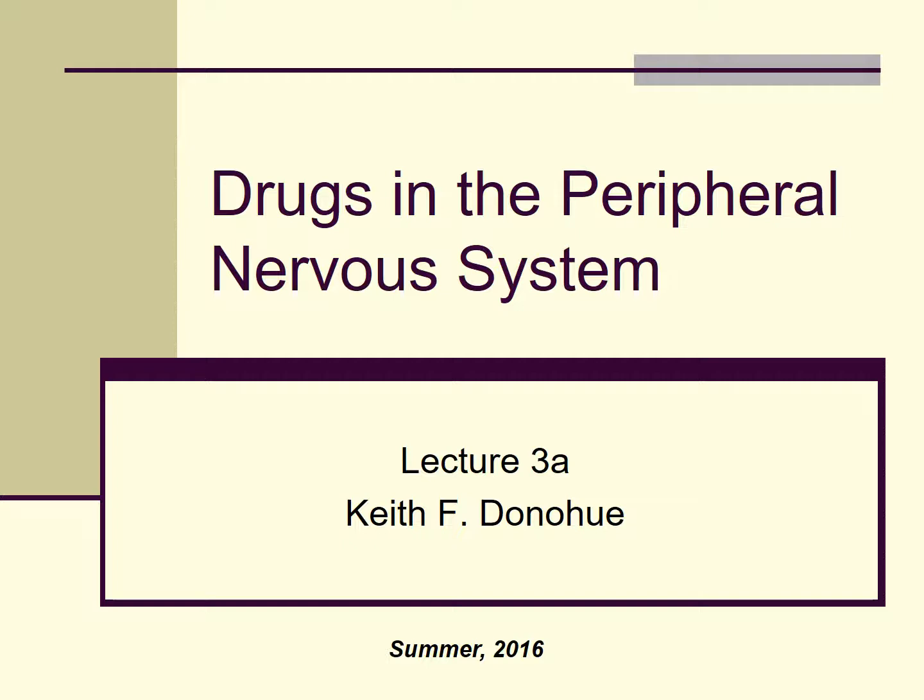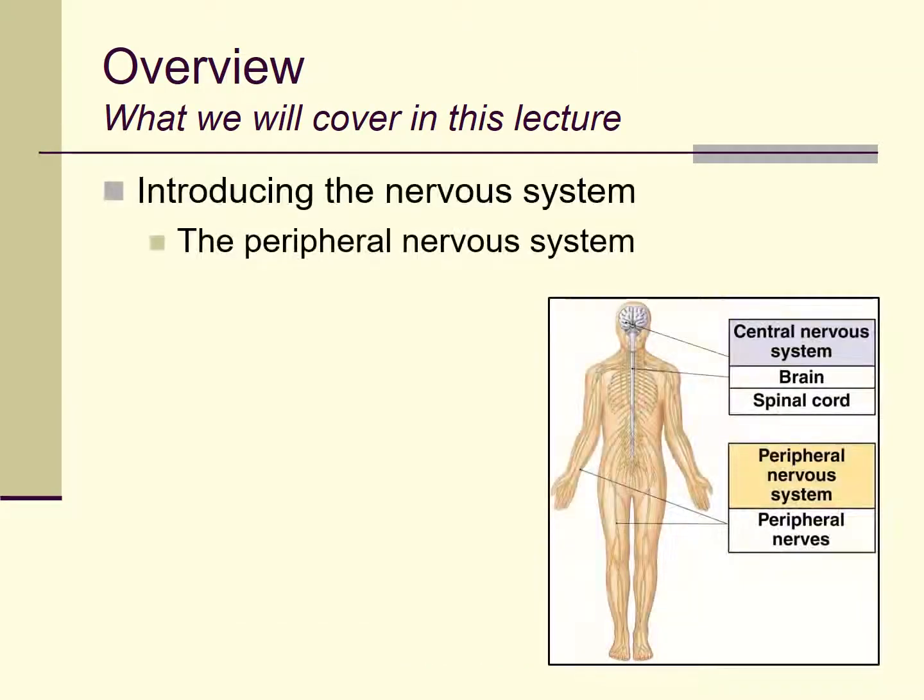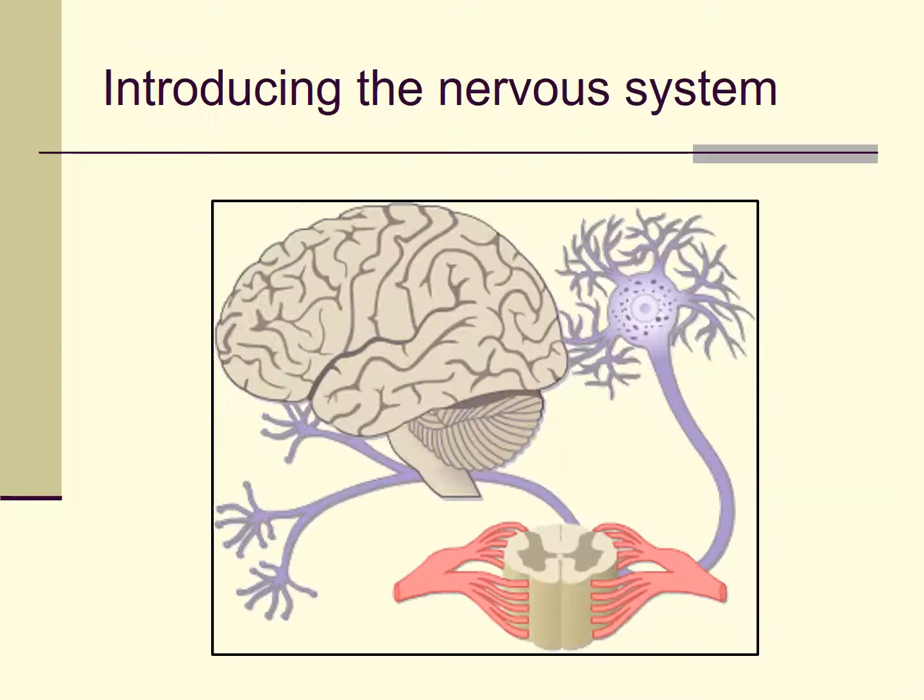For the purposes of today's lecture, I'm just going to focus on the peripheral nervous system. I'm going to basically introduce what the peripheral nervous system is, how it's distinct, at least in terms of our organizational system, from the central nervous system, and I'll talk a little bit about basic effects that drugs have in the peripheral nervous system. So okay, let's begin with this introduction.